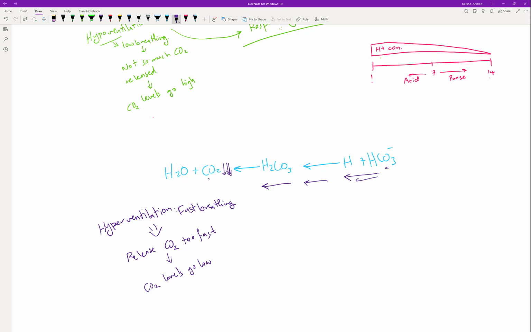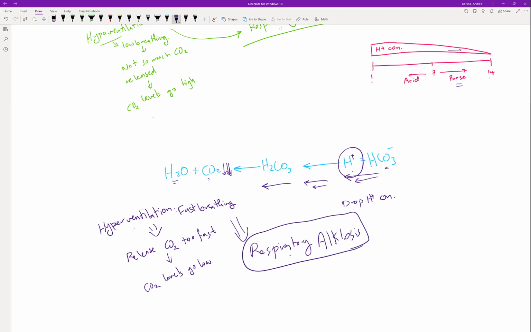But as I'm moving here, we will take those hydrogen ions out and put them in the water. This means I'm going to drop hydrogen ion concentrations. And therefore, the low hydrogen ion concentration means we are moving toward a more alkaline or basic value. So hyperventilation will cause respiratory alkalosis.